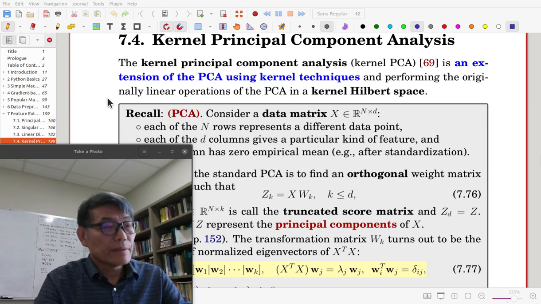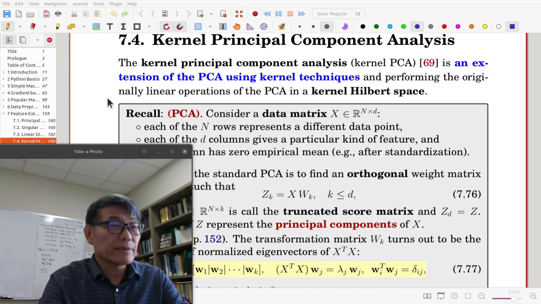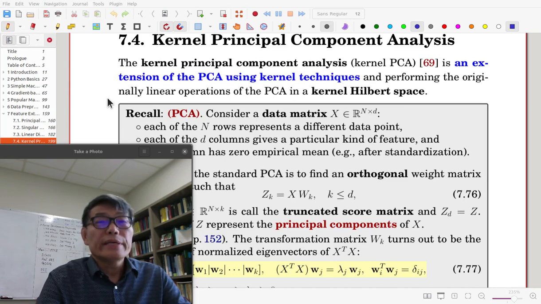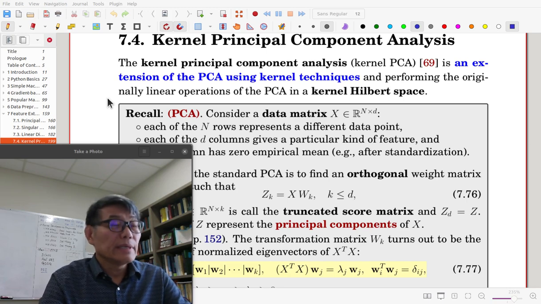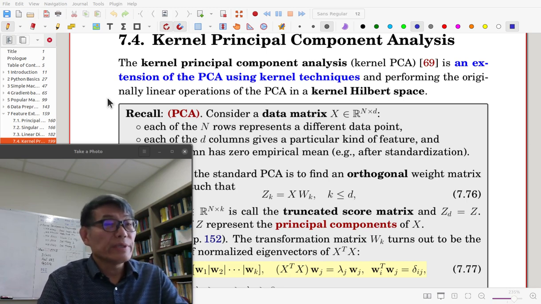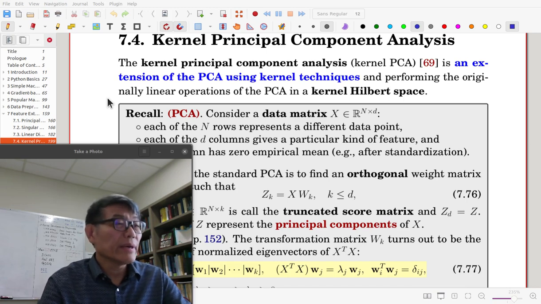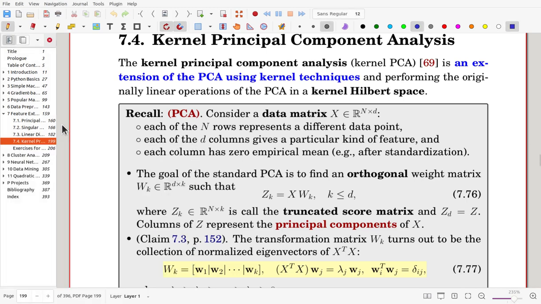It is section 7.4, Kernel Principal Component Analysis, Kernel PCA. It is an extension of the PCA using kernel techniques for a nonlinear PCA. We'll begin with a recall of the standard linear PCA.